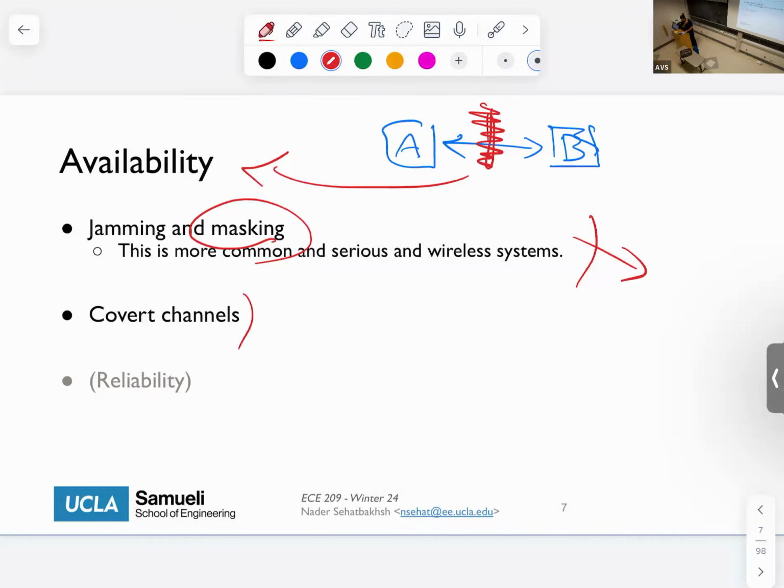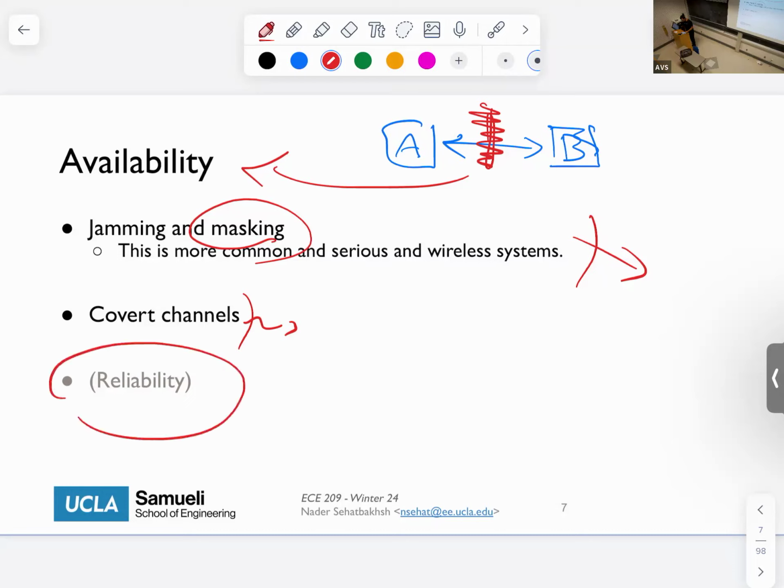On the availability side, we talk about covert channels a little bit, right? And a covert channel you can think of as some form of availability in a negative mode, right? So making things available that shouldn't be. So we talked about this already in this lecture.